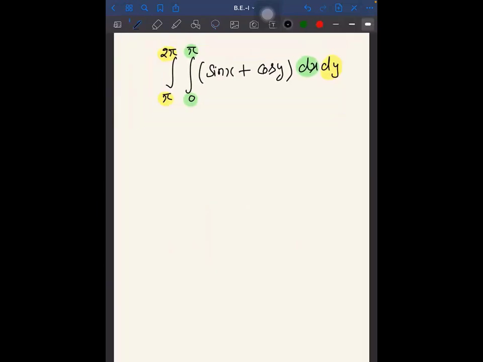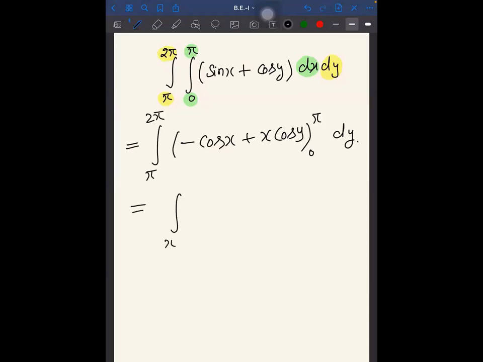Yes. So now we write it as, the differentiation of sine x is minus cos x, and cos y we are doing with respect to x only, so x cos y from 0 to pi. And pi to 2 pi, we are still doing the y. We are left with this. So pi to 2 pi. So you put the limits. Since you have dealt with the x integral, you'll put limits only for the x variable.